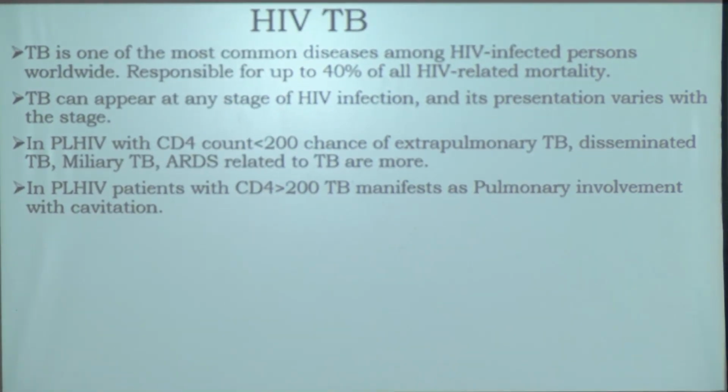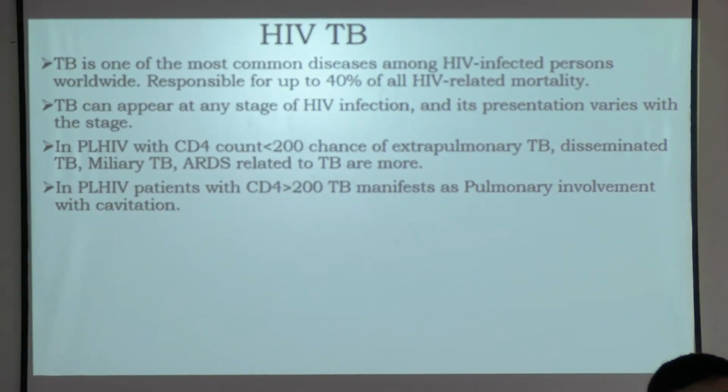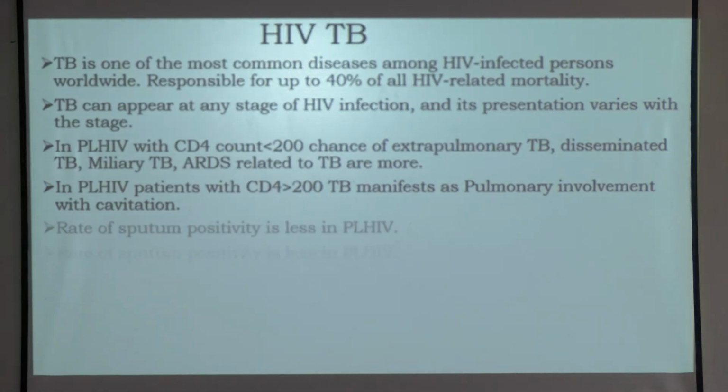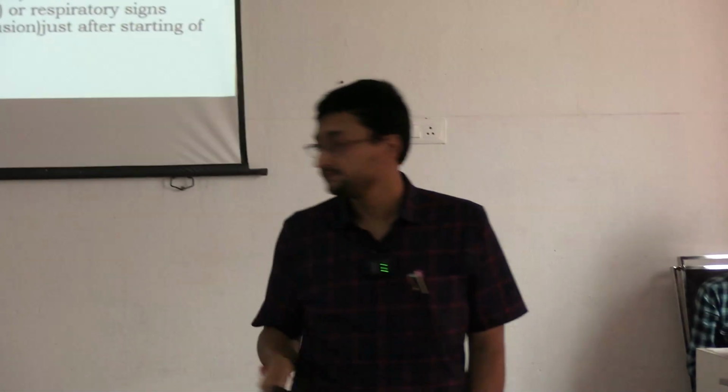So actually this tuberculosis is responsible for up to 40% of all HIV related mortality, so it is pretty high, right? But this is important, rate of sputum positivity in people living with HIV is very low, especially in case of CD4 less than 200 patients.